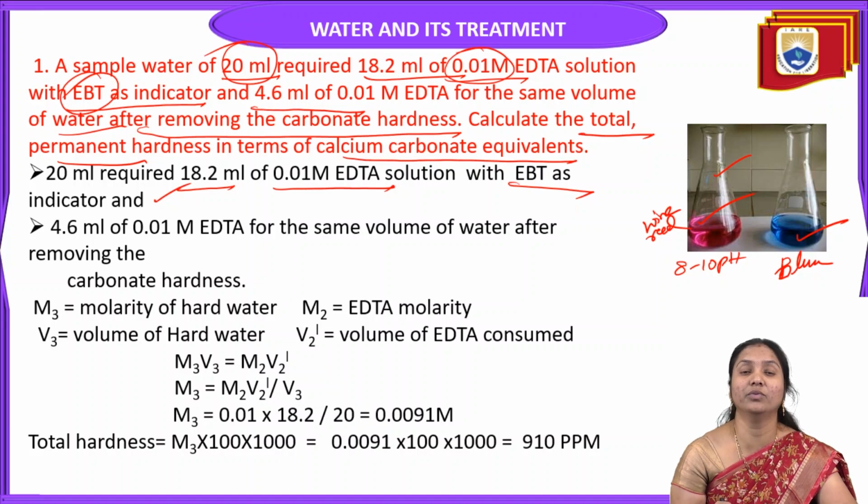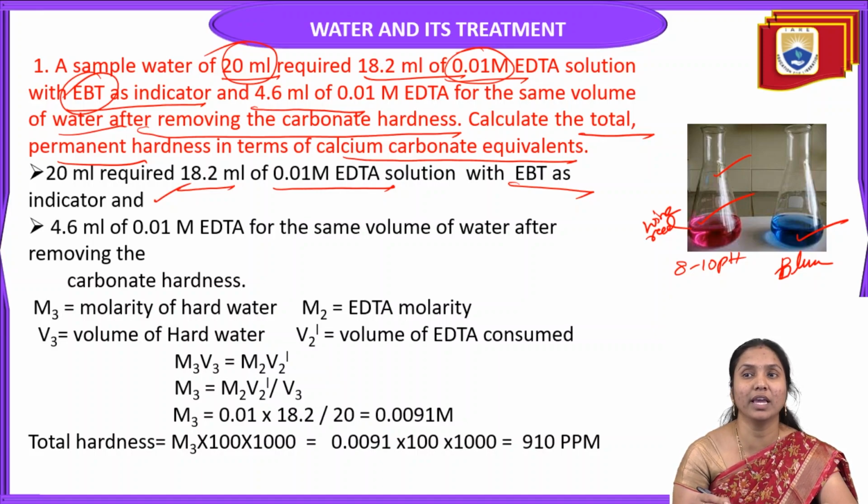In the second case, we remove the temporary hardness causing ions present in water by the boiling process. Generally, temporary hardness causing ions are calcium and magnesium bicarbonates. So these you can remove by boiling.